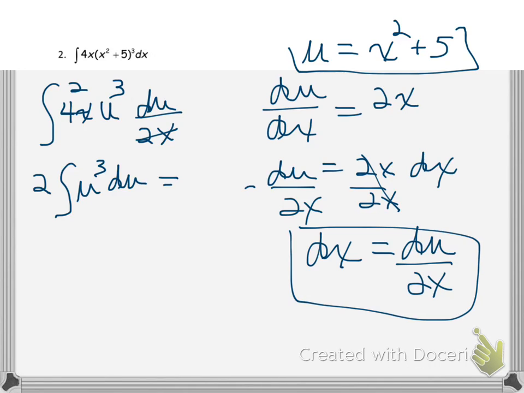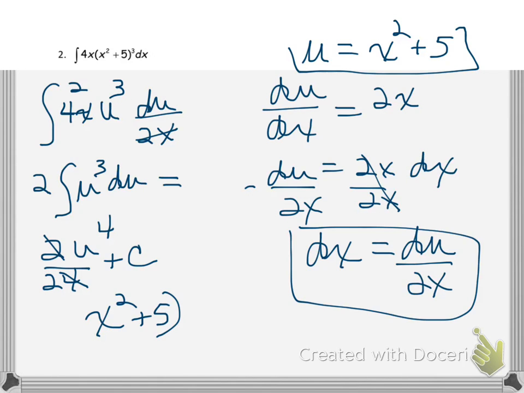So just using the power rule, I have 2 u to the 4 over 4 plus c. Okay, so the 2 and the 4 can reduce to a 1 and a 2. And we have to replace the u with the x squared plus 5. So our final answer is going to be x squared plus 5, all of that raised to the 4th power, plus the constant of integration, and I'm dividing it also by 2. So that takes care of that second problem.